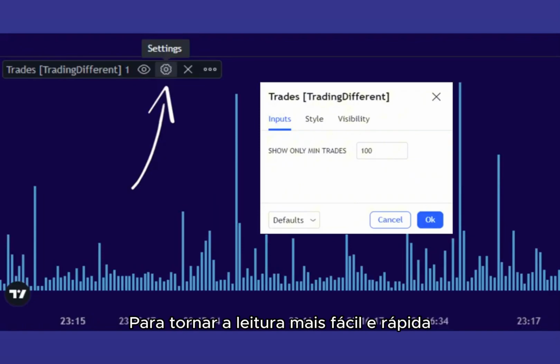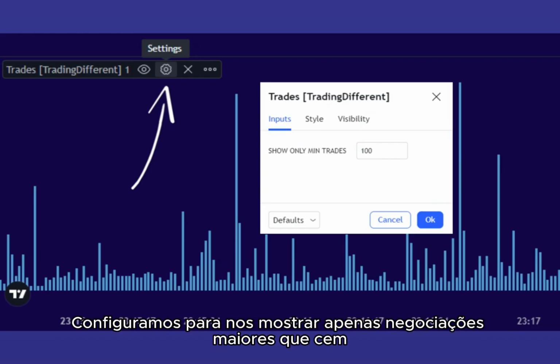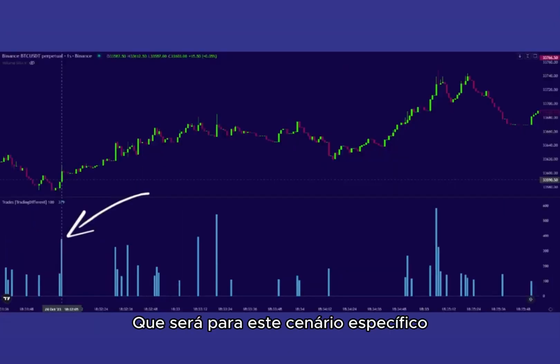In order to make a reading easier and faster, we can use the filter that the indicator has. From settings, we set it to show us only trades greater than 100. That will be for this particular scenario.